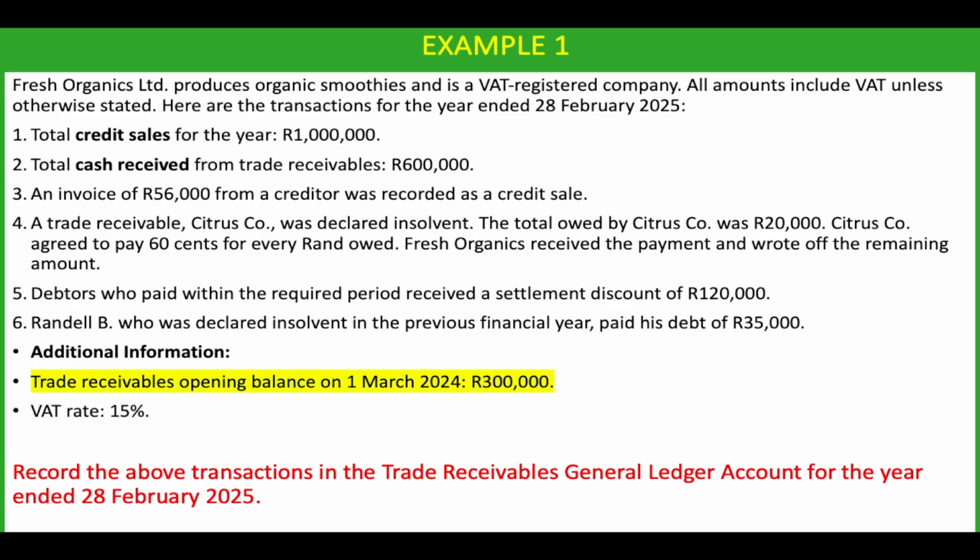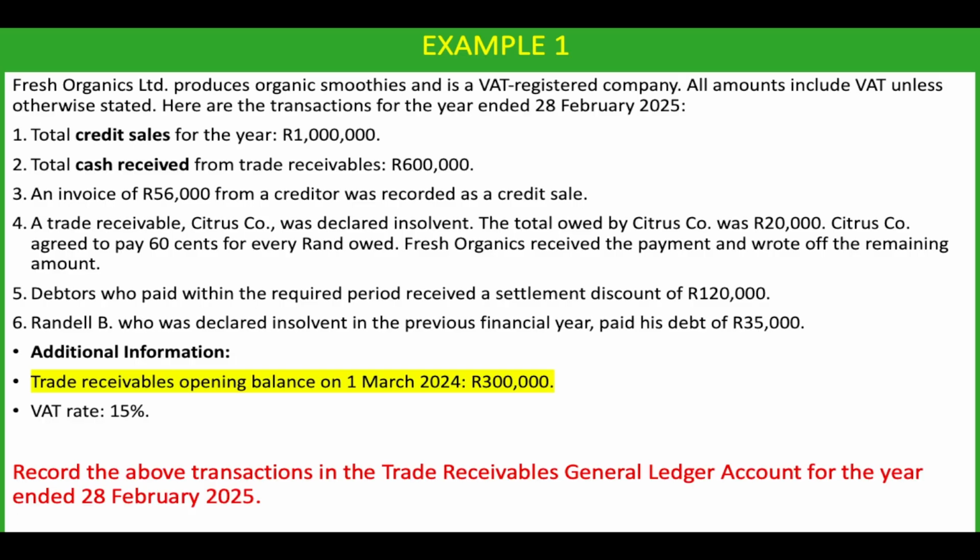We're told the total credit sales for the year 1 million Rand. Now if you checked out our first lesson, the lesson that we did on an explanation of what trade receivables is, then you'd know whenever we make a credit sale, that increases our trade receivables. As I mentioned, trade receivables is an asset, increases on the debit side. So we're definitely going to put this 1 million rand on the debit side.